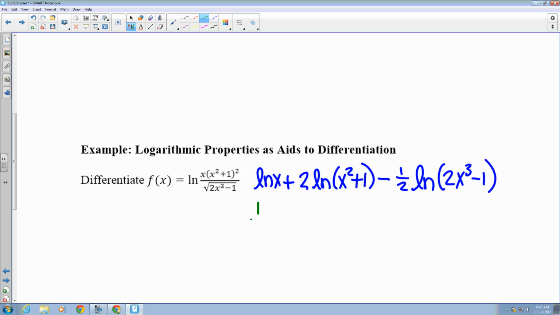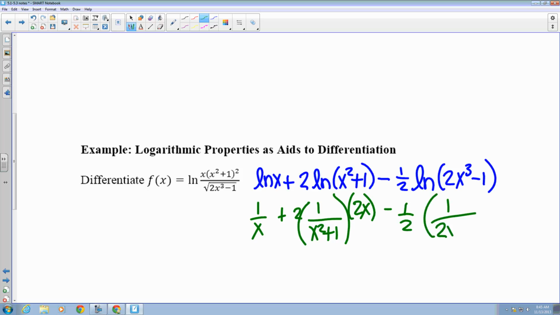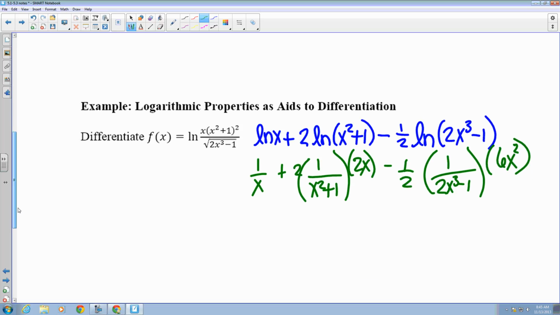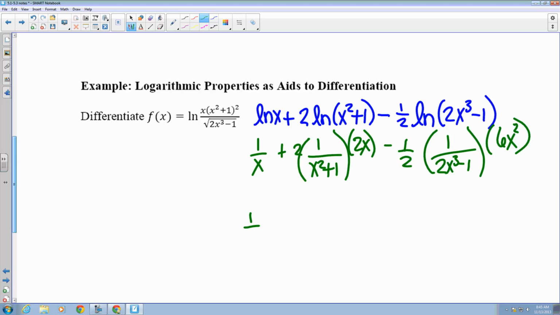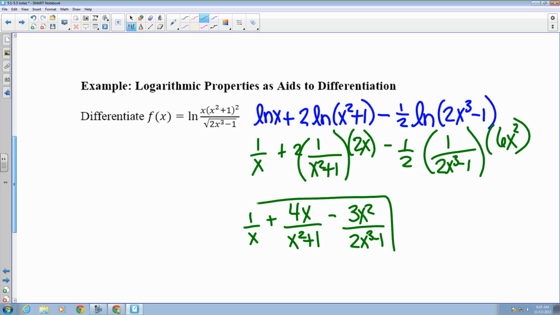Natural log x is 1 over x, plus 2 times 1 over x squared plus 1 times 2x, minus 1/2 times 1 over 2x cubed minus 1 times 6x squared. So let's simplify that a little bit. 1 over x plus 4x over x squared plus 1 minus 3x squared over 2x cubed minus 1. Okay, not too bad.